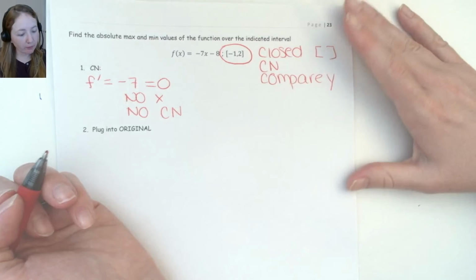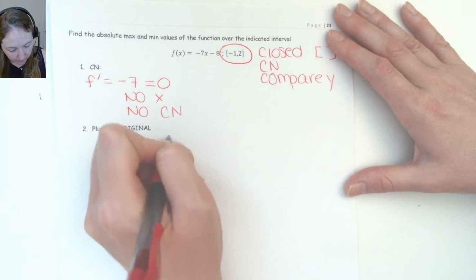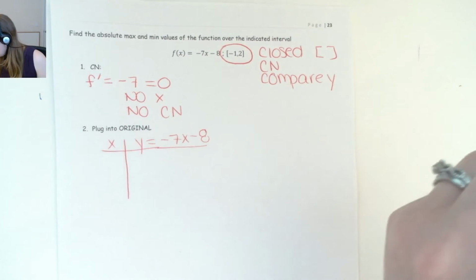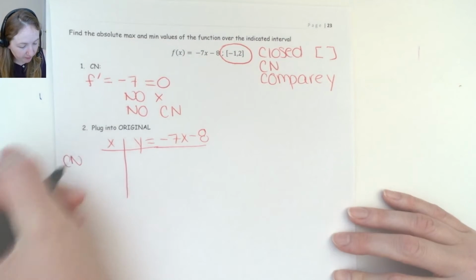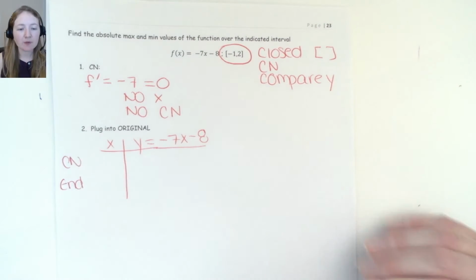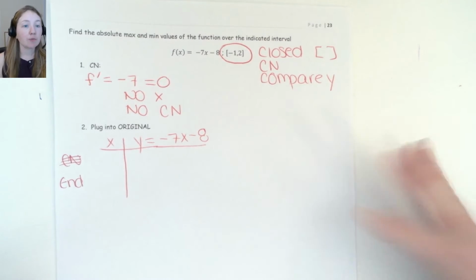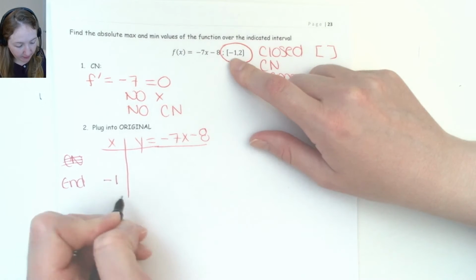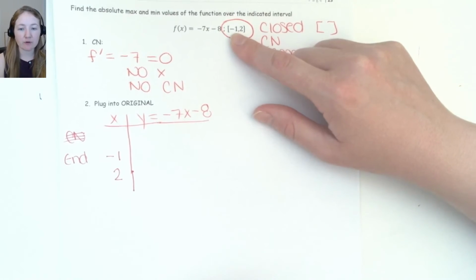So usually what we did is we plugged into our original function, and when we plugged into our original function, you'll remember we plugged in critical numbers and the endpoints. Here, we don't have a critical number to plug in. So that means we're just going to plug the endpoints in. We're just going to plug in the -1 and the 2 into that original function.